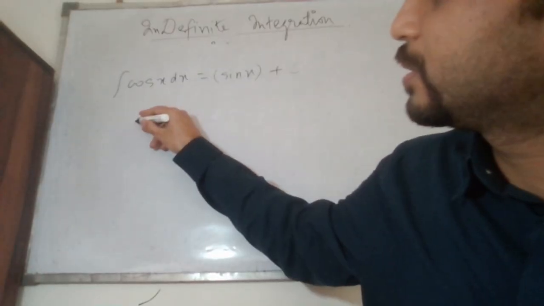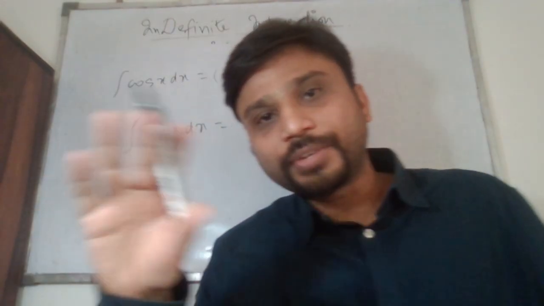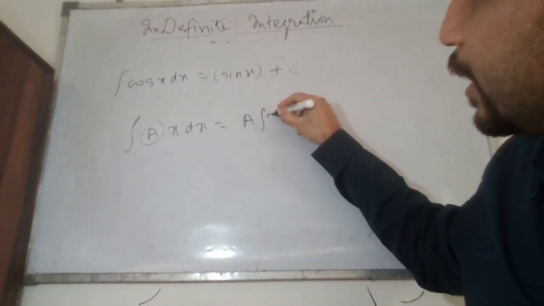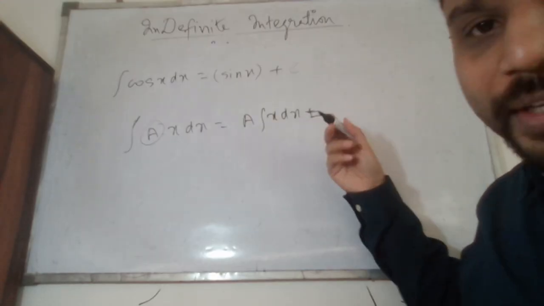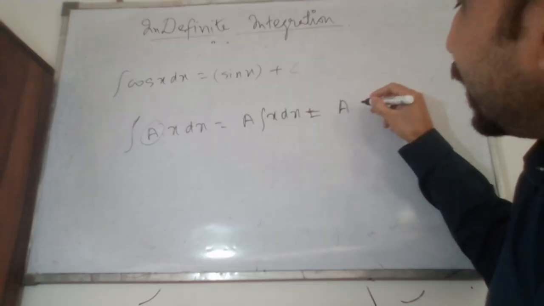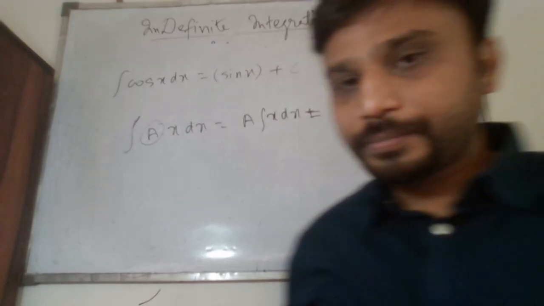Then the last function which we have is a x dx. In differentiation, the value of a comes outside. Here also, a will come outside and we will integrate x as is. So you already know integration of x is x square upon 2. So this will become a into x square by 2 plus c.